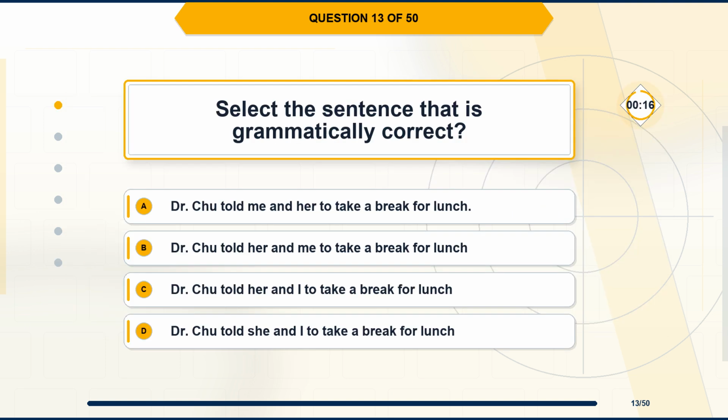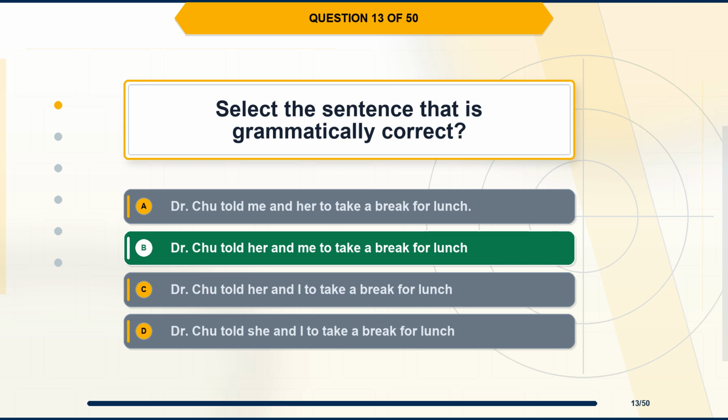Question 13. Select the sentence that is grammatically correct. Option A, Dr. Chu told me and her to take a break for lunch. Option B, Dr. Chu told her and me to take a break for lunch. Option C, Dr. Chu told her and I to take a break for lunch. Option D, Dr. Chu told she and I to take a break for lunch.